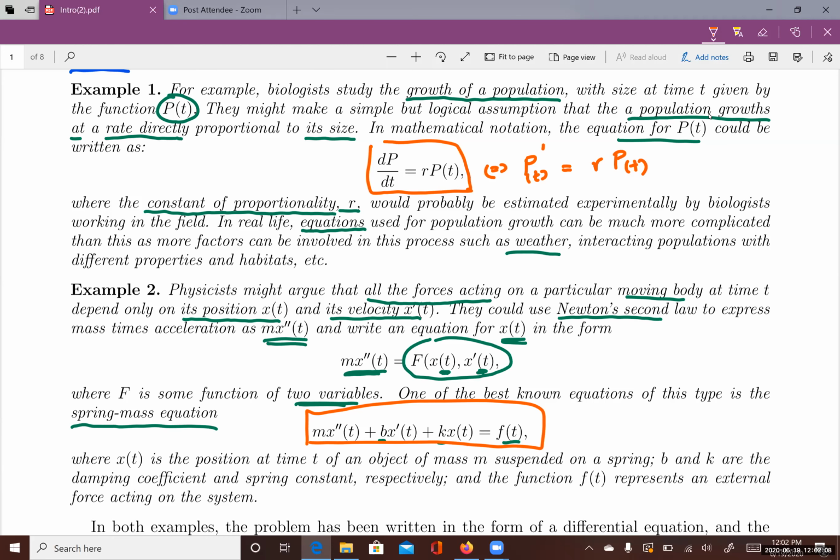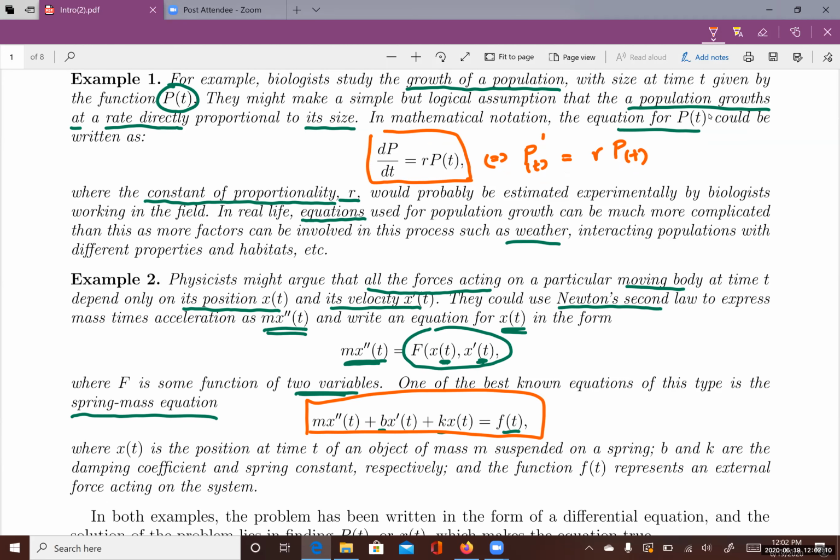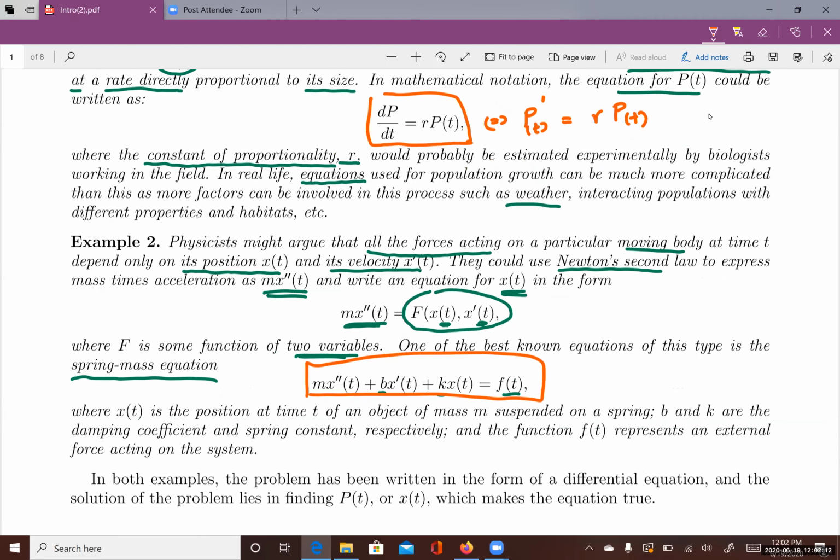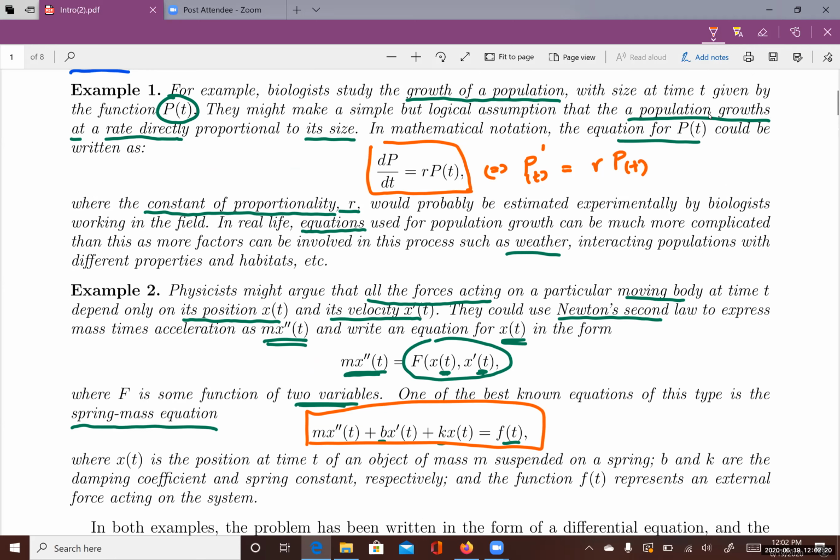All right, and these two equations here will help us now solve the problems that we are investigating. Well, in the first example, we just want to know what is the population of a certain species, P of t, at time t, right? Finding P of t.